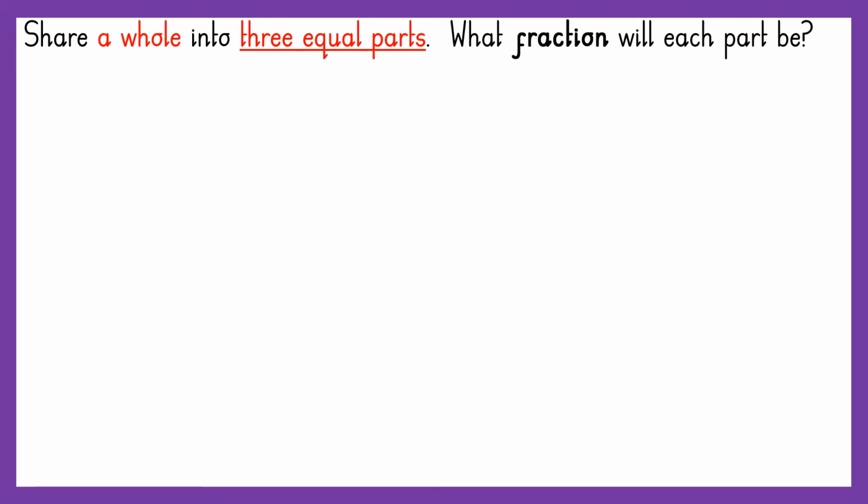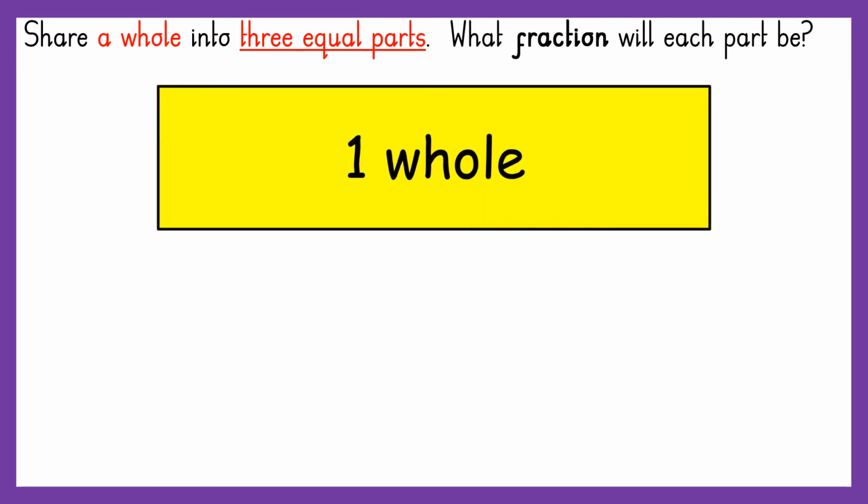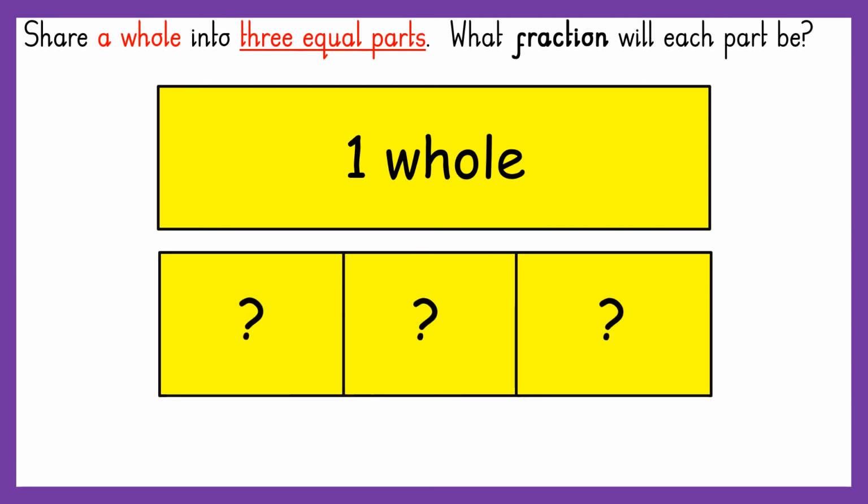If I share a whole into 3 equal parts, what fraction will each part be? Here is one whole. If I take this whole and divide it into 3 equal parts, what is the denominator? That's right, it's 3. So I have shared this shape into 3 equal parts, and each of these is called a third.